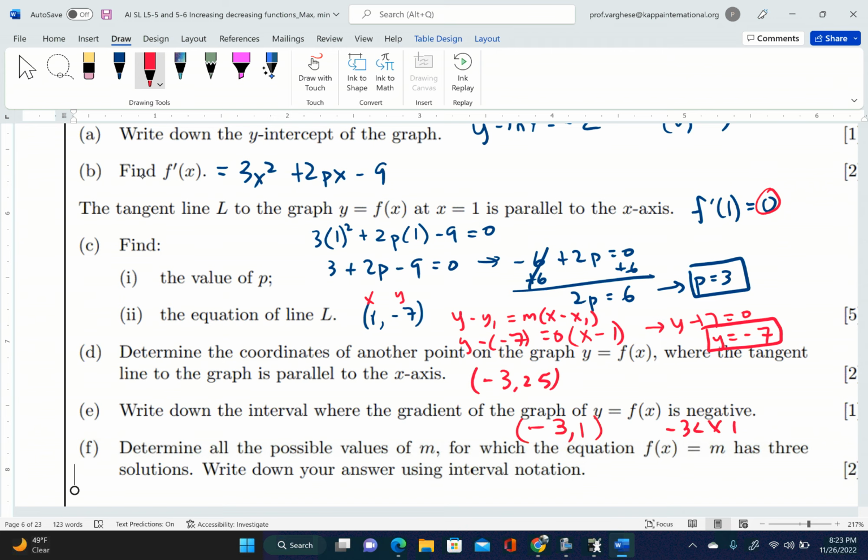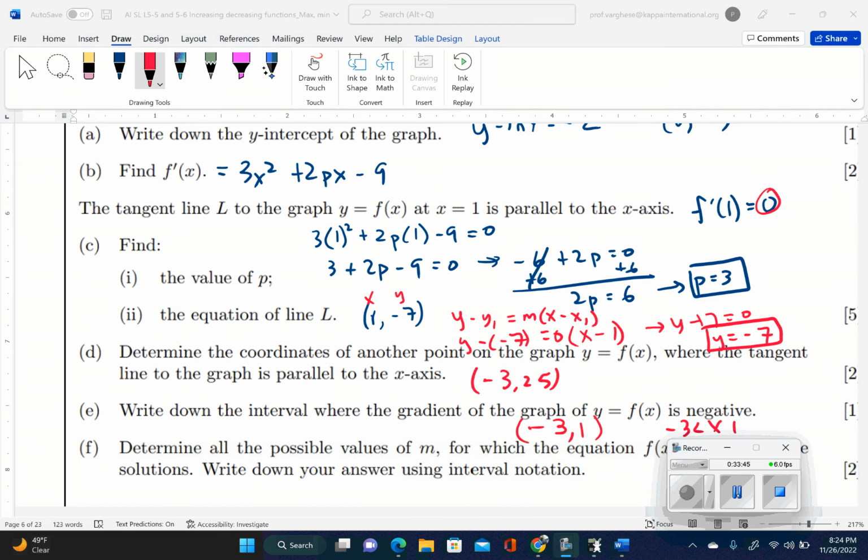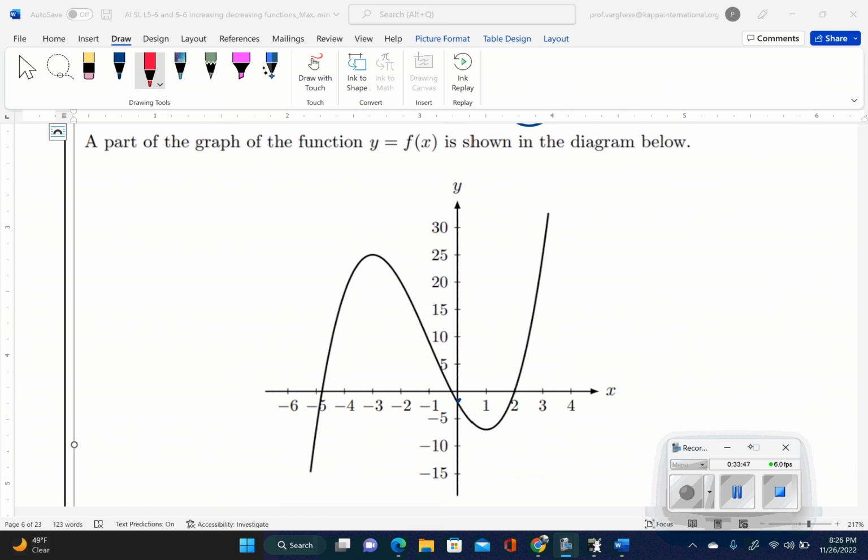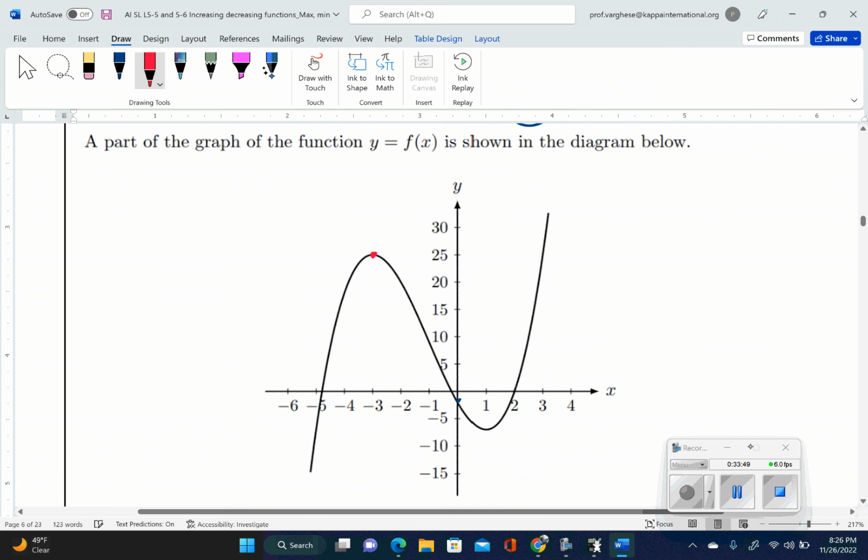Part F, determine all values of m for which f of x is equal to m. They're even telling us it has 3 solutions, so write down your answer using interval notation. Getting back to our curve, we just found out that this point is 3 comma 25. That's a max. Sorry, my bad. -3 comma 25. This min is 1 comma -7.